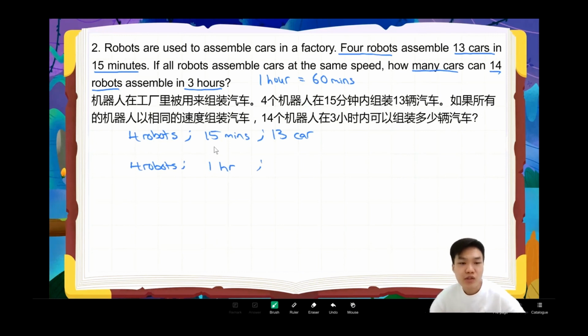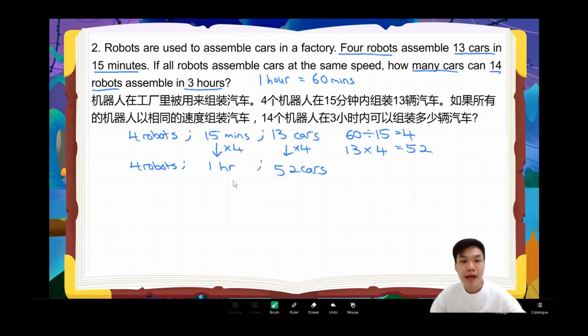How many? So from 15 minutes, how do I get 1 hour? I use 60 minutes divided by 15 equals 4. I need to times 4 equals an hour. Therefore, the number of cars assembled, we also times 4. 13 times 4 equals 52. Therefore, 52 cars.